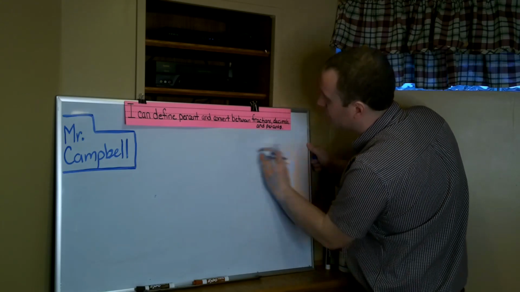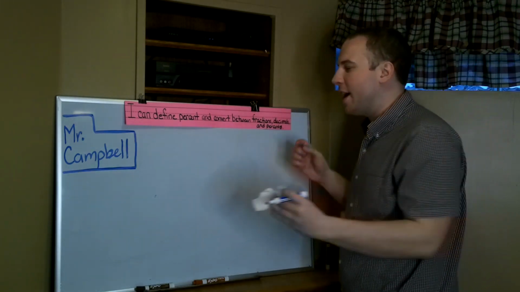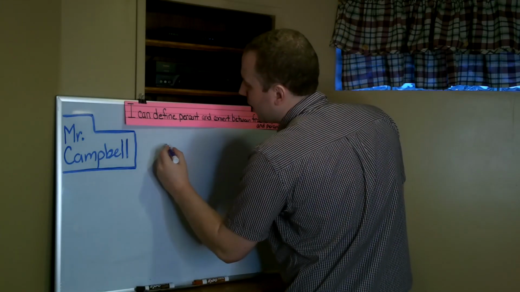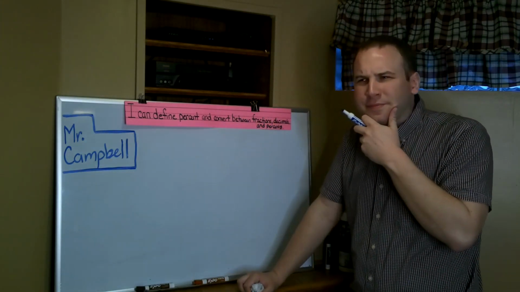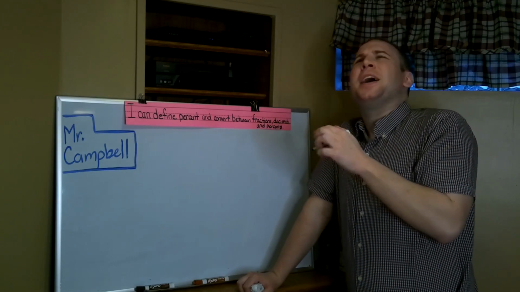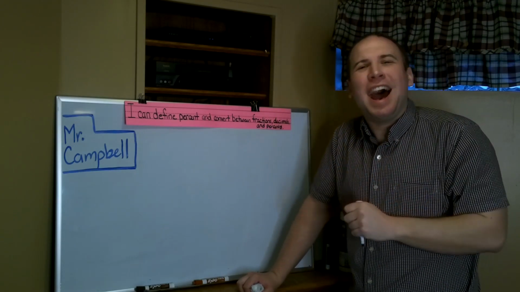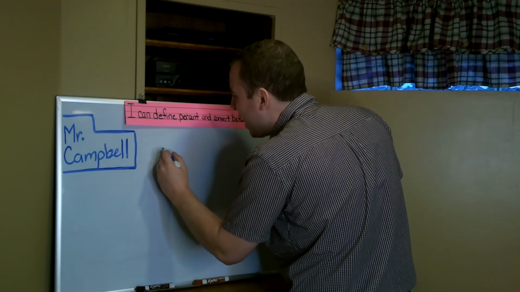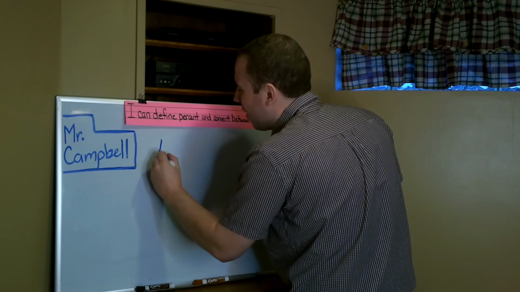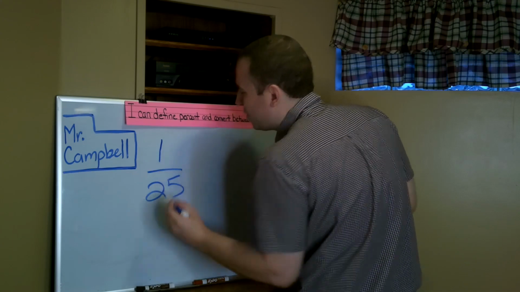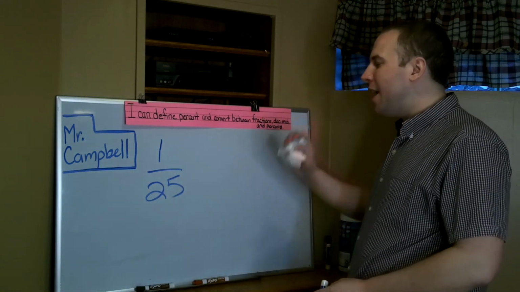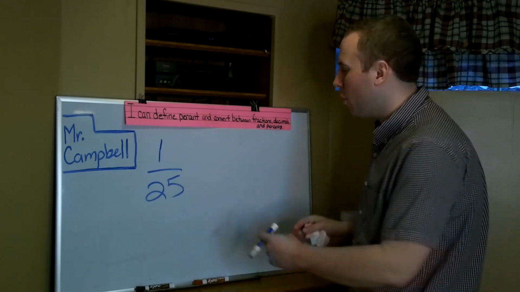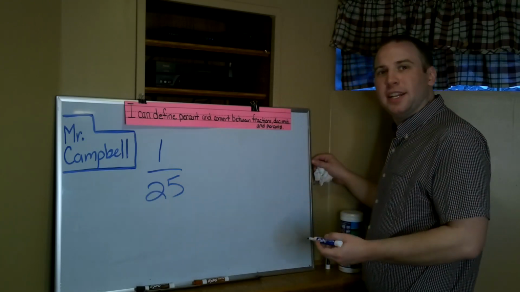So now, let's look at the whole process all together, shall we? Let's say I have 1/25. And let's say I want to take 1/25 and make it into a percentage. We want to go straight from fraction to percent.